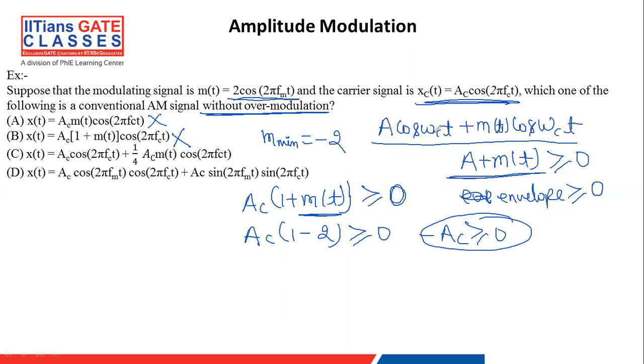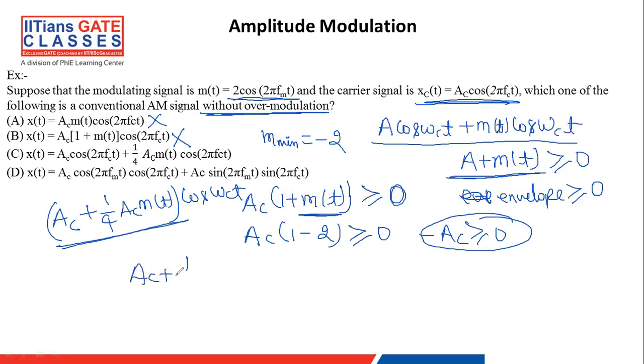Again, the third case is in this form, and let's see what the envelope is. Here let's take cos omega ct common. So it will be AC plus 1 by 4 ACMT, times cos omega ct, and this is the envelope. Let's see if the envelope is always greater than 0. Again we will put MT equal to its minimum value. So AC plus 1 by 4 AC into minus 2 greater than or equal to 0. This will come out to be 1 by 2 AC.